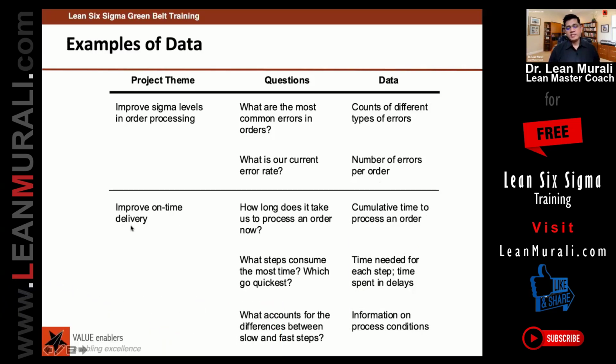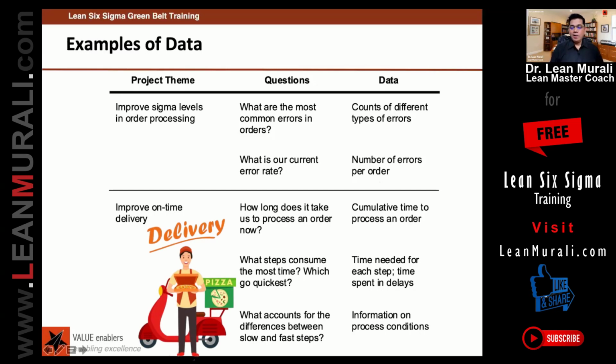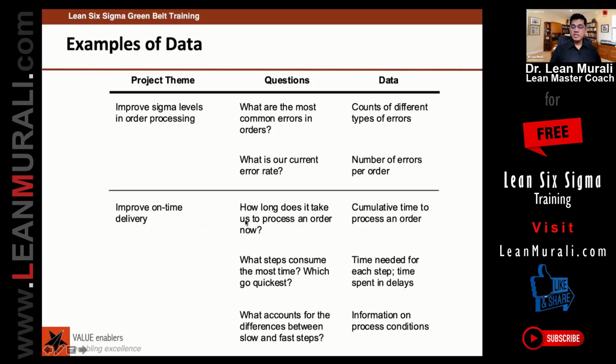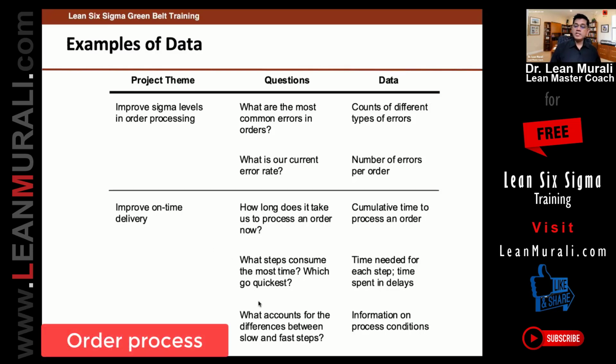Let us see one more example. Improve on-time delivery. For example, pizza delivery. Now, if you order pizza now, in how much time do you want it? 10 minutes, 15 minutes, 20 minutes, 30 minutes? How many minutes do you want the pizza? So if you say improve this on-time delivery, the questions that we need to ask are, how long does it take for the pizza shop to process this order now? And what are the steps that consume most time?